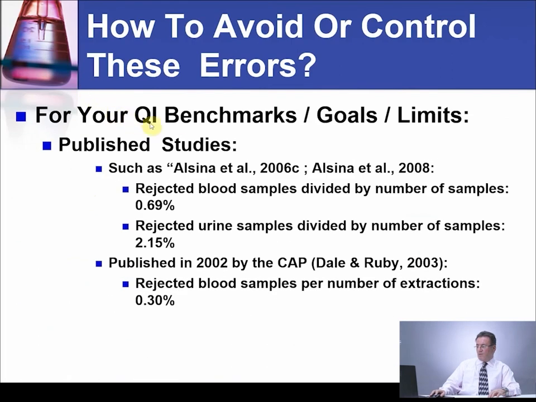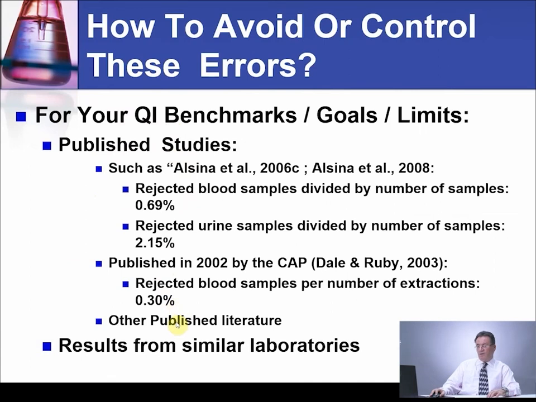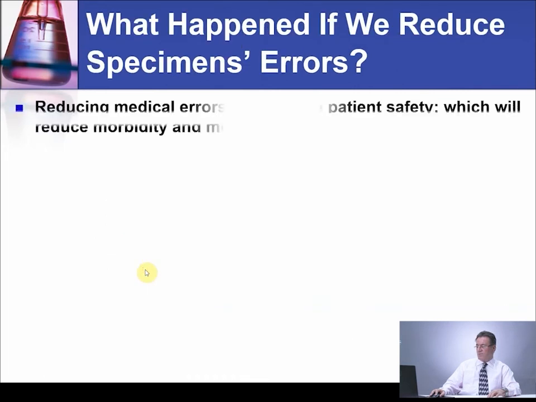For your benchmarking or goals or limits, you could get that from published studies, as one mentioned here, or other published literature, or from other labs similar to your laboratories, or you can establish your own goals or limits from data from your lab. And this is what I usually recommend. And we'll talk more about this when we talk about the subject of quality indicators.